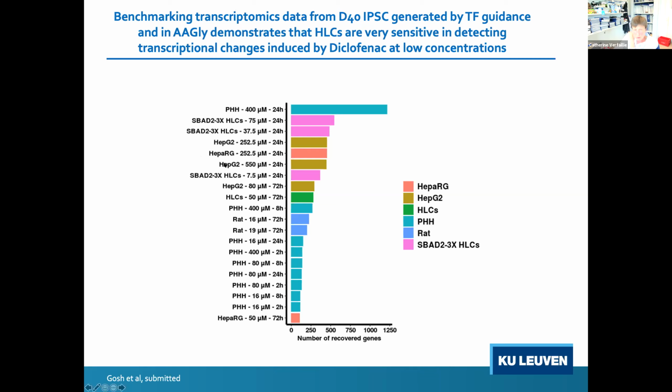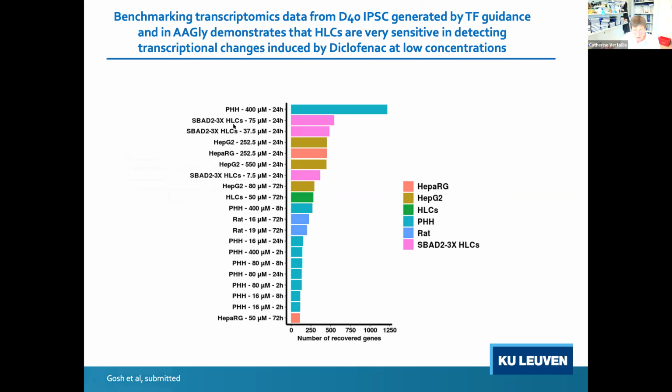If you look at HepG2s and HepRG at much higher concentrations, here the induction of transcriptional changes is significantly lower than what we see here. So we would dare to say that for diclofenac, this model is actually quite okay to identify transcriptional and therefore mechanistic insights in how drugs might be toxic.